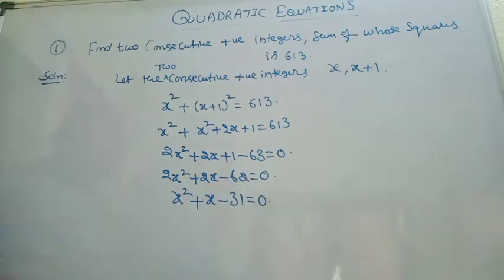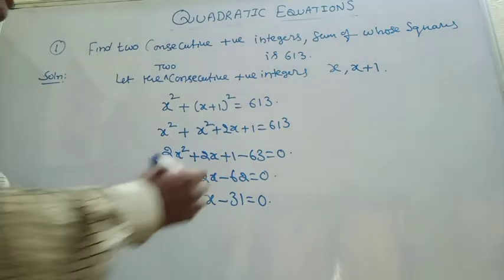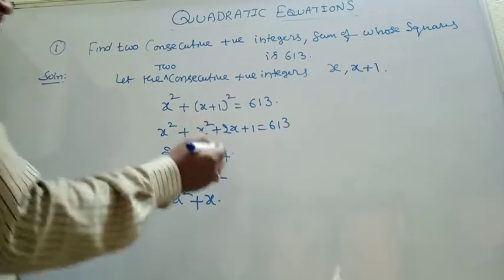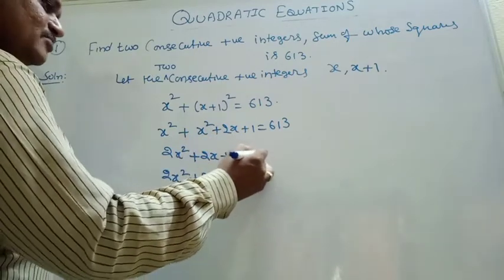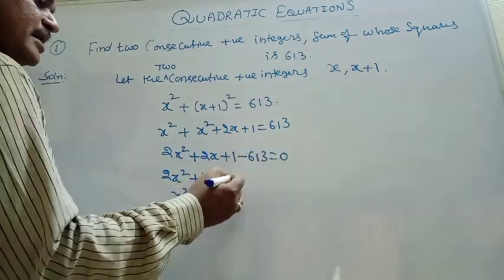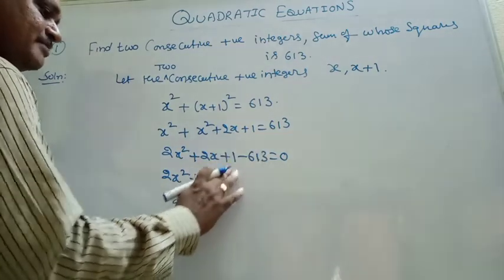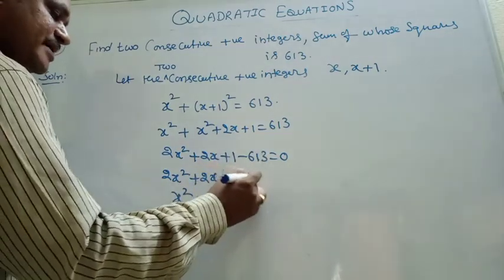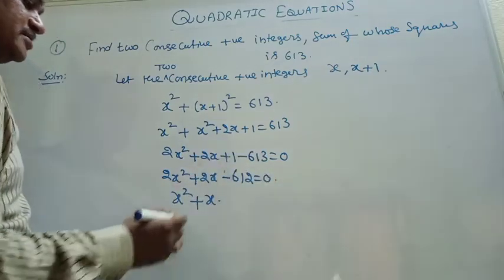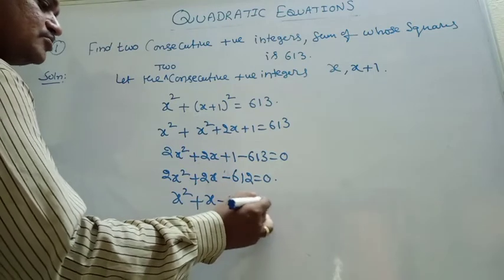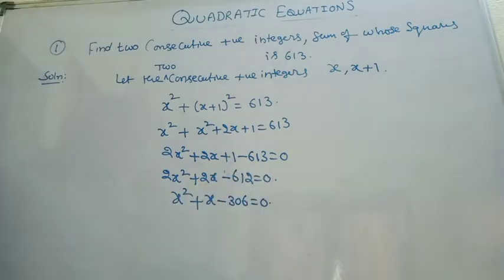Sorry, this is actually 613. Therefore, here we have 1 minus 613 is equal to 0, and this is now plus 1 minus 613. That becomes minus 612, equal to 0. Now x square plus x minus 306 is equal to 0.